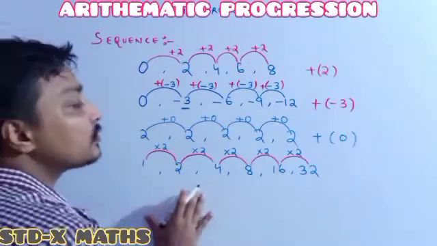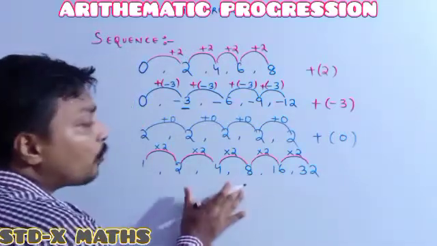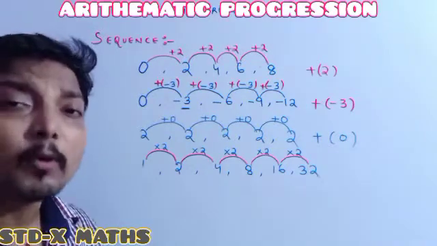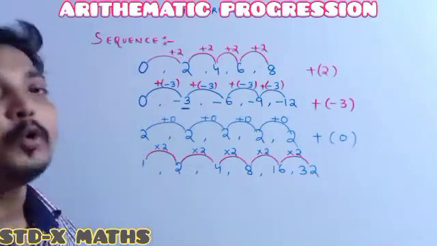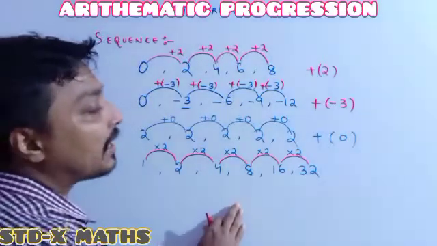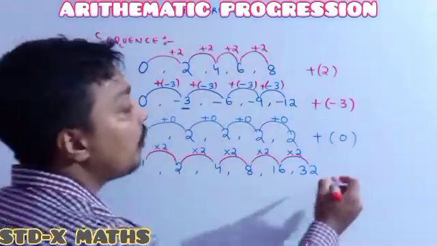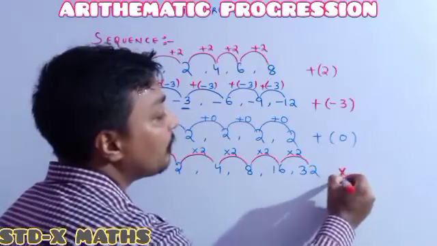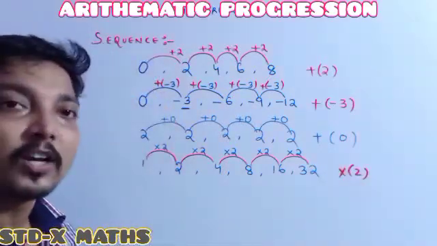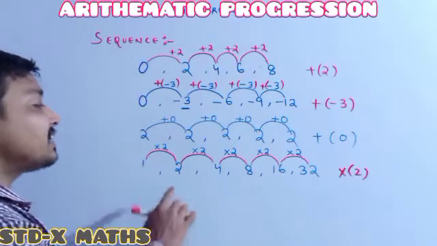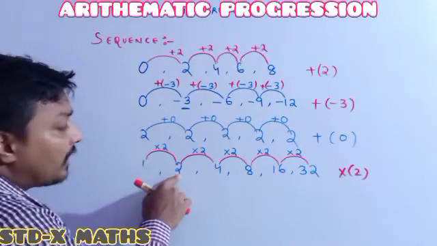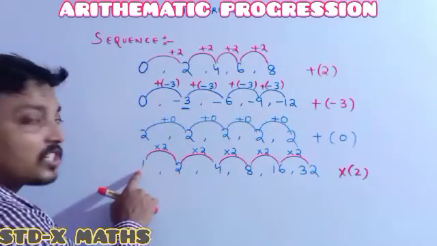So this is a sequence where the rule applied is multiplication. Multiplication of which number? Multiplication of 2. So this is a sequence where the rule used is multiplication of 2. Perfectly understood. And here each term except the first term can be obtained by multiplying 2 with the previous term.